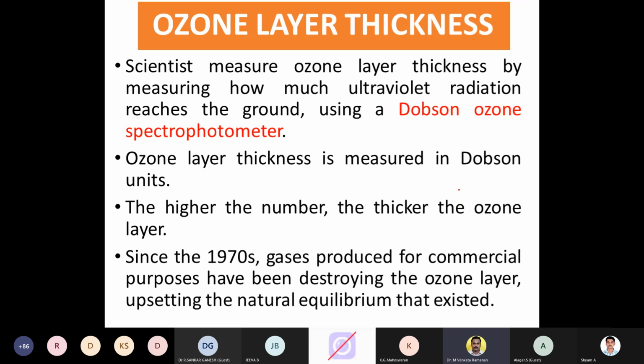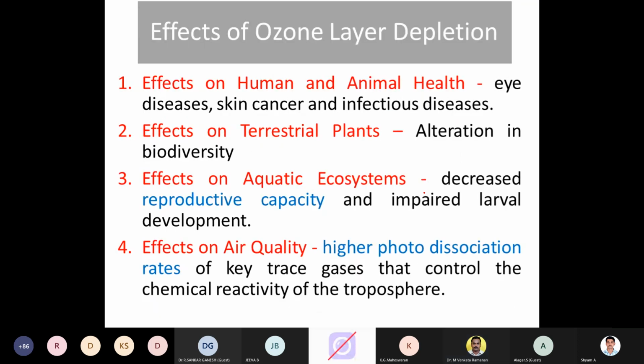The thickness of the ozone layer is measured in Dobson units. Dobson is the unit we use. If the thickness is lower, the ultraviolet rays reaching those areas will become higher. So thinning of the ozone layer indicates higher ultraviolet rays in those areas, and this has a higher impact on our health. It will have different impacts on various aspects, and these are the other impacts of ozone layer depletion.